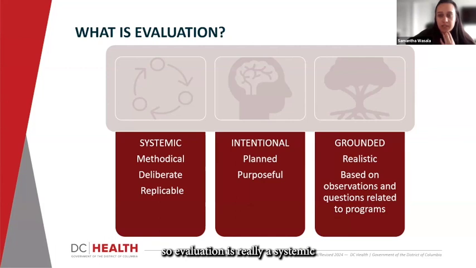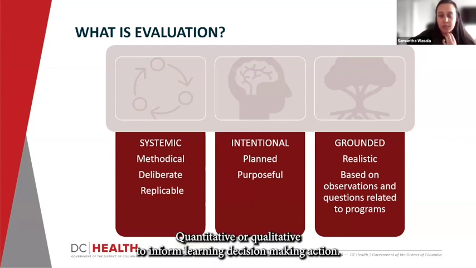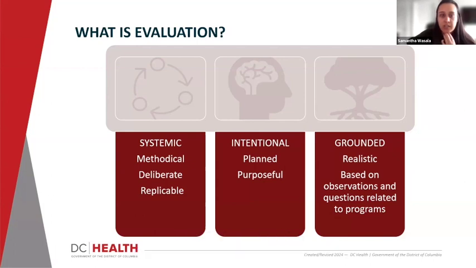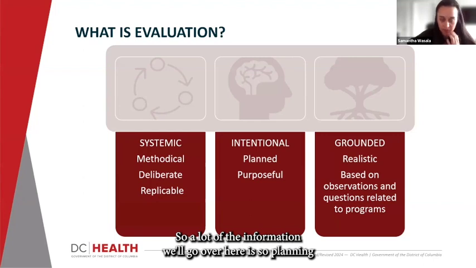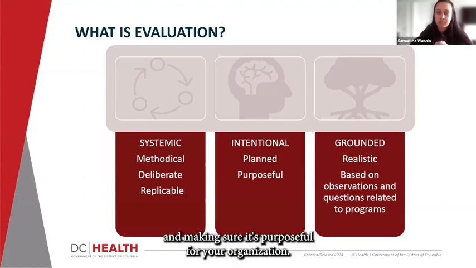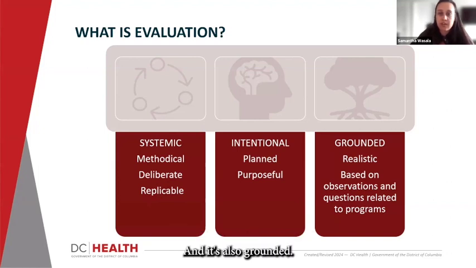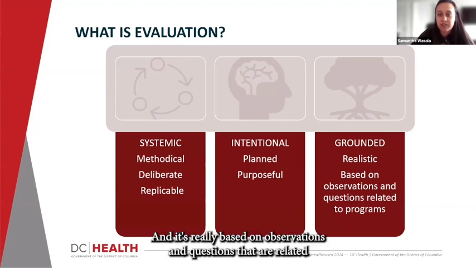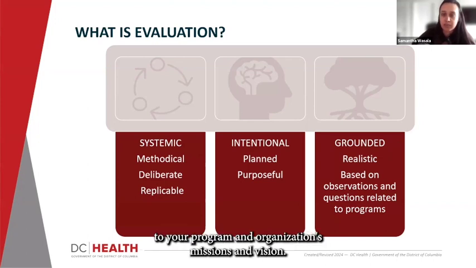So evaluation is really a systemic and intentional process of gathering and analyzing data, quantitative or qualitative, to inform learning, decision-making, and action. So it is really a systemic process. There's different methods, it's deliberative, and it's definitely replicable. It's intentional. So a lot of the information we'll go over here is the planning and making sure it's purposeful for your organization. And it's also grounded, it's realistic, making sure you're using SMART objectives. And it's really based on observations and questions that are related to your program and organization's mission and vision.